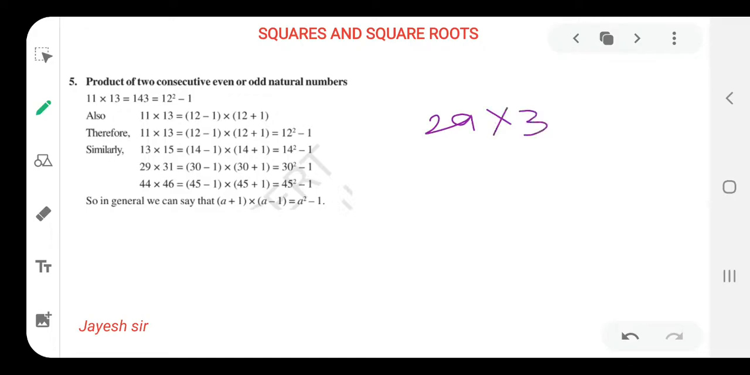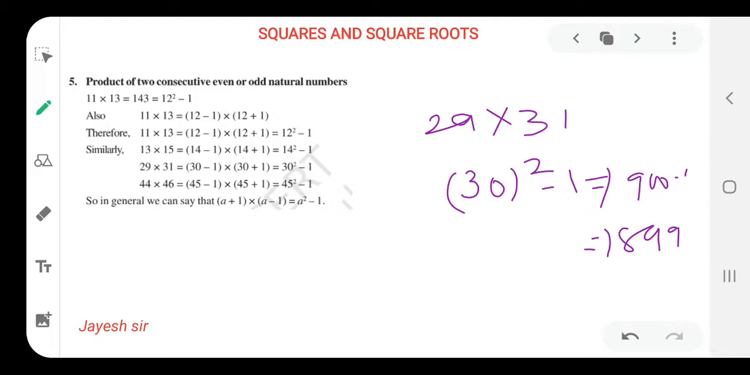The next number is 29 into 31. Which number is skipped? 30. So 30 square minus 1. We all know 30 square, that means 900 minus 1. It would be 899. So the answer is 899. What is the answer? 899. I hope you all might be getting it now.